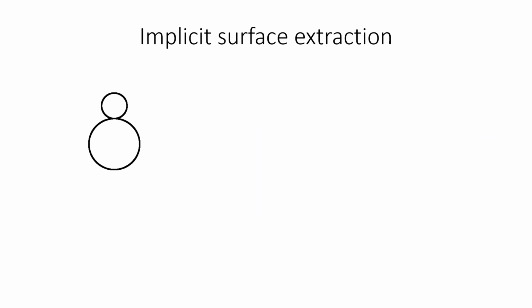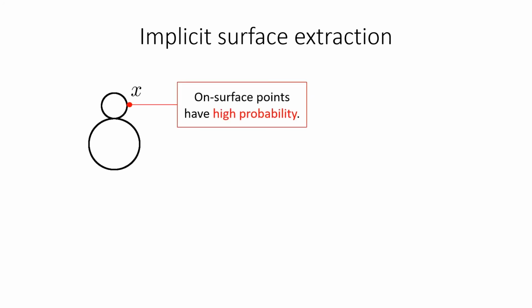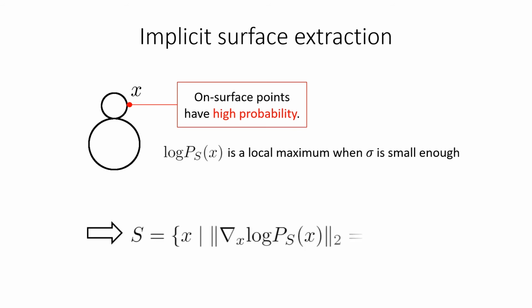Apart from a point cloud, the model can also extract an implicit surface. This is because we know that on-surface points have high probability, and when the sigma is small enough, the log density of on-surface points is the local maximum. That means the norm of its gradient should be 0, so we can retrieve the surface with a ray-marching technique using a zero gradient condition.